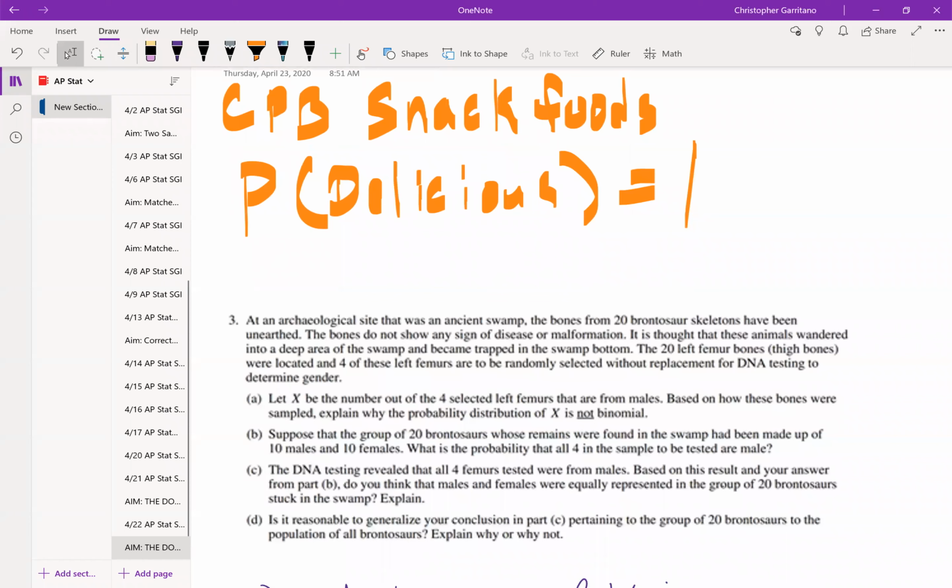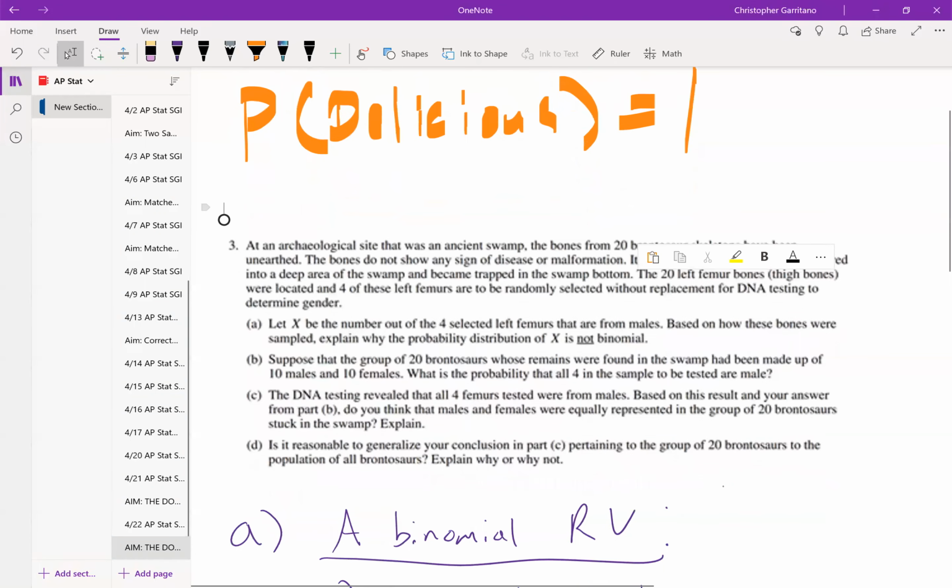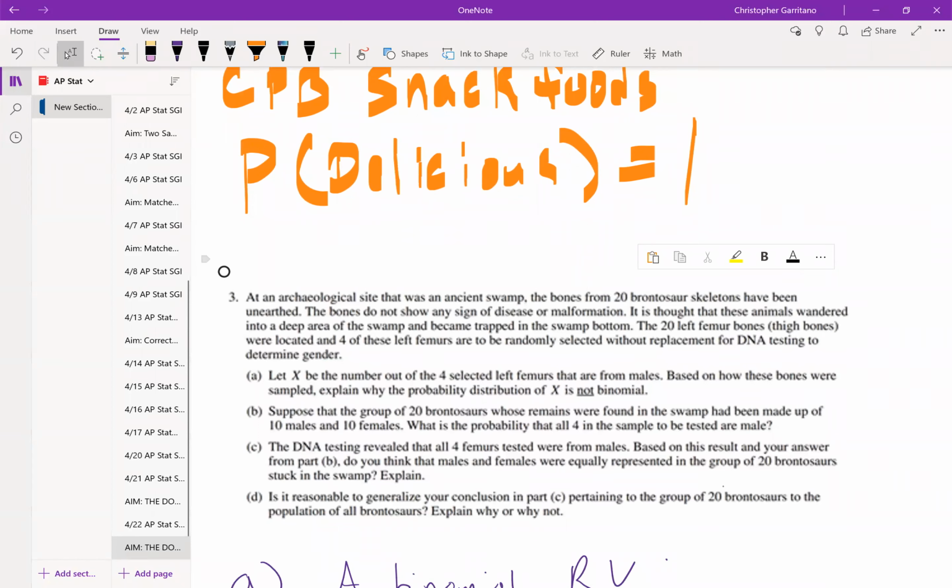All right, ladies and gentlemen, let's take a look at this problem. There are a number of questions about this question, particularly for part C and D. So anyway, we're going to go through all 4 parts anyway. Part A says to let X be the number out of 4 selected left femurs that are from males. Based on how these bones were sampled, explain why the probability distribution of X is not binomial.